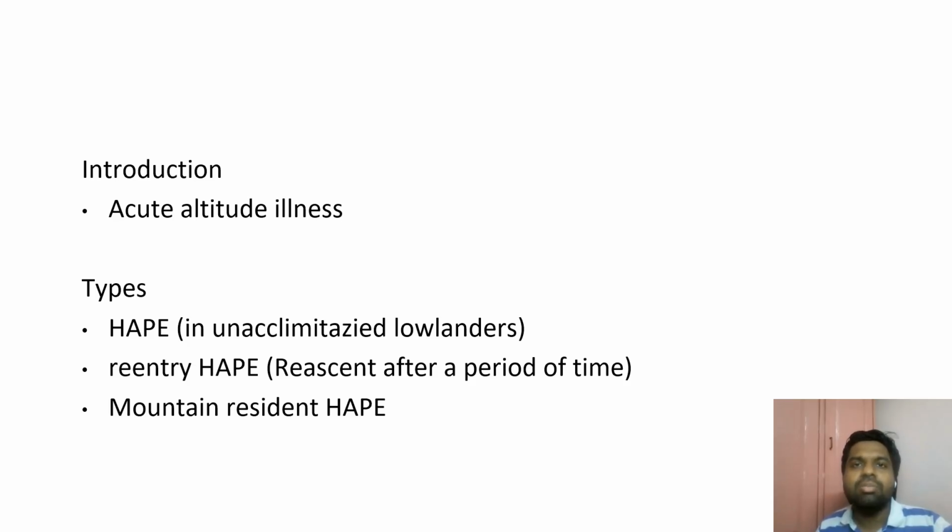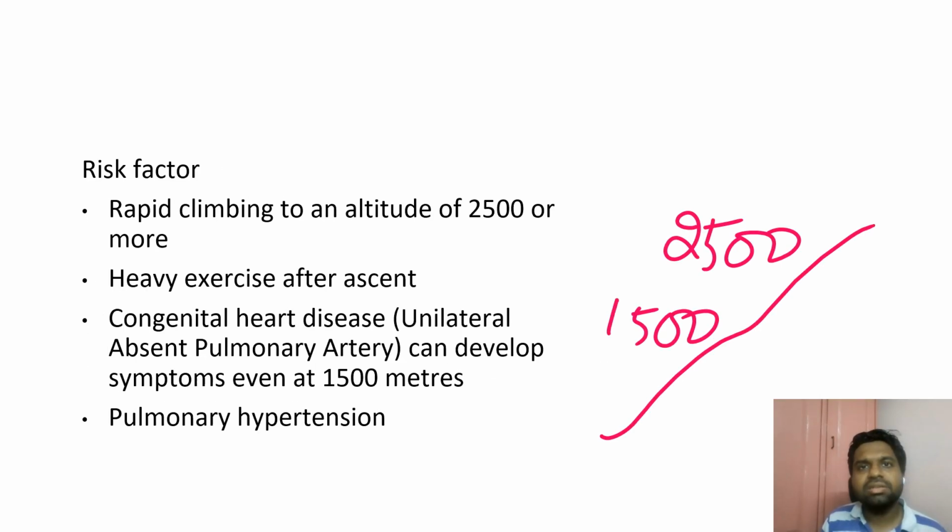And there is also what is called mountain resident HAPE. In this, what happens is the person is resident in the mountain region. There is no change in altitude, but still the person will be developing HAPE. Coming to risk factors, the most common being rapid climbing to an altitude of 2,500 meters or more. Sometimes it can be even 1,500 meters if there are congenital heart diseases like absent unilateral pulmonary artery. And similarly, we have other risk factors like heavy exercise after ascent and also pulmonary hypertension.